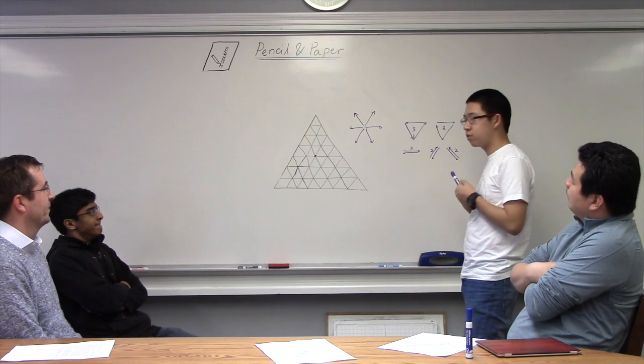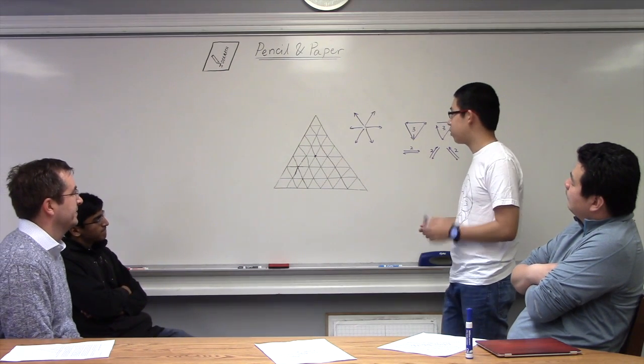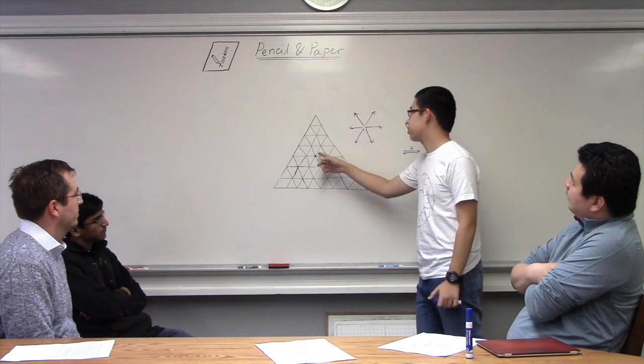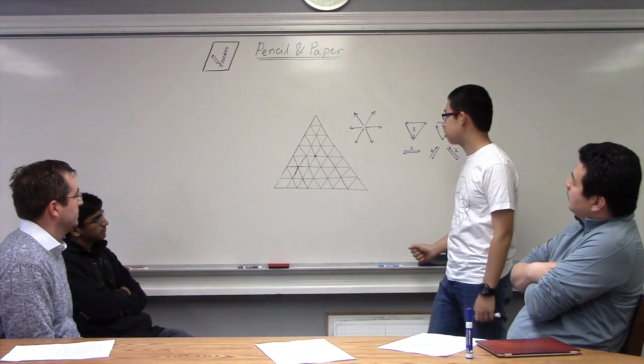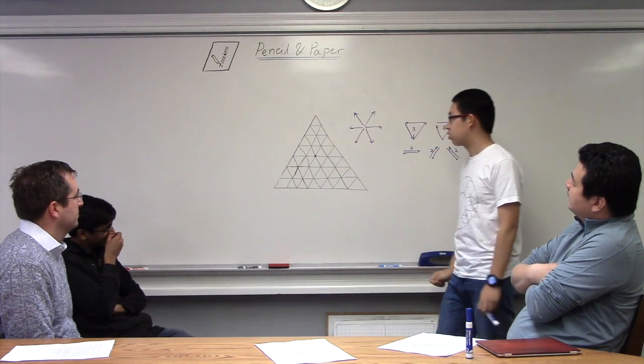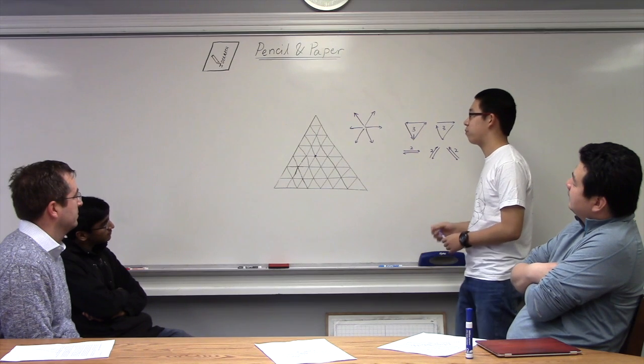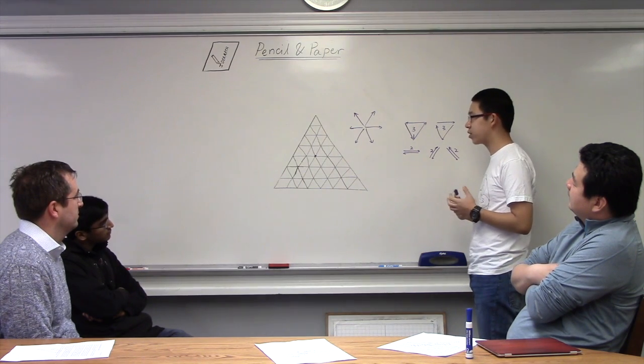Okay, so this is number 4, where we have an ant that flies on an equal triangular grid, and she wants to go back to the original point after making 5 moves. And we're asked how many ways can she do that?